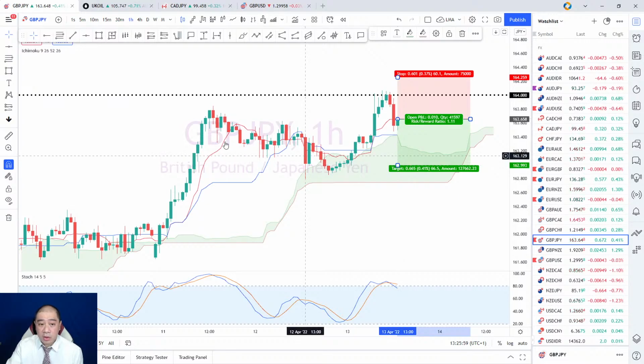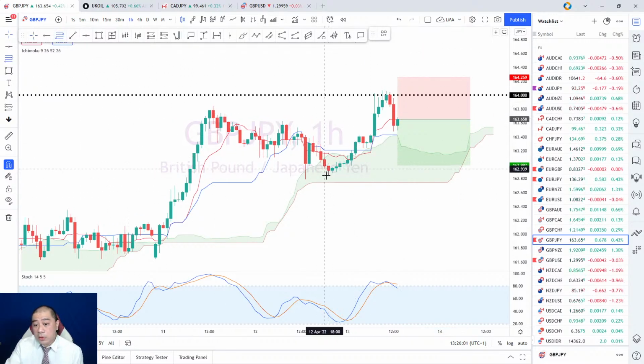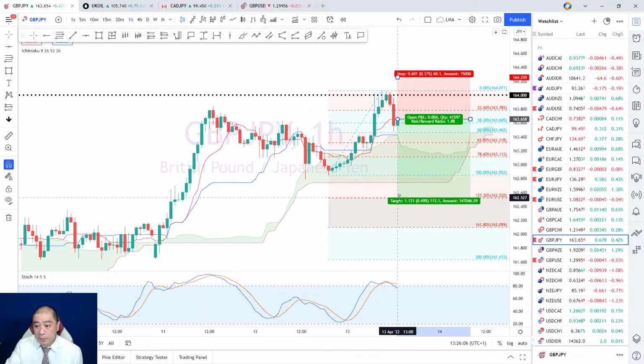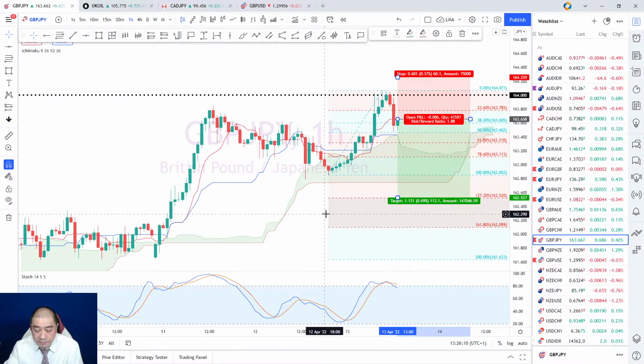It could potentially go even lower than that. We could be looking at a potential extension here on this one. Therefore, you could be looking at a potential return towards 162.50. Okay.